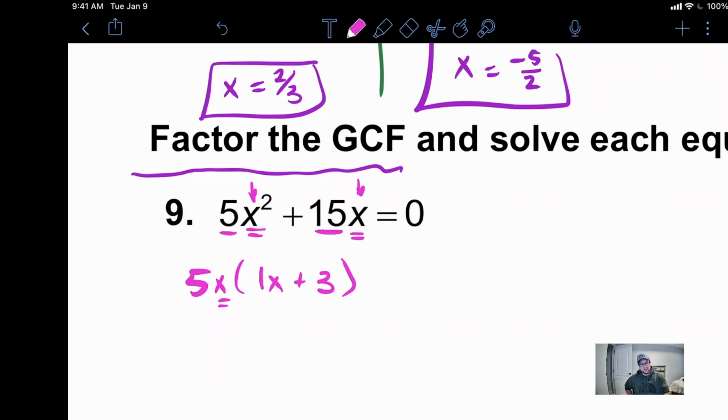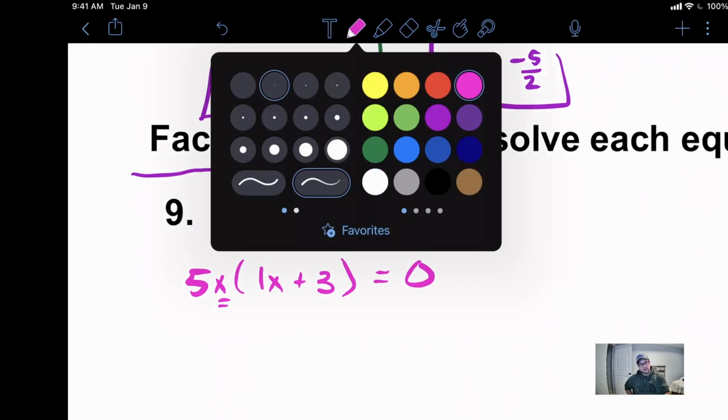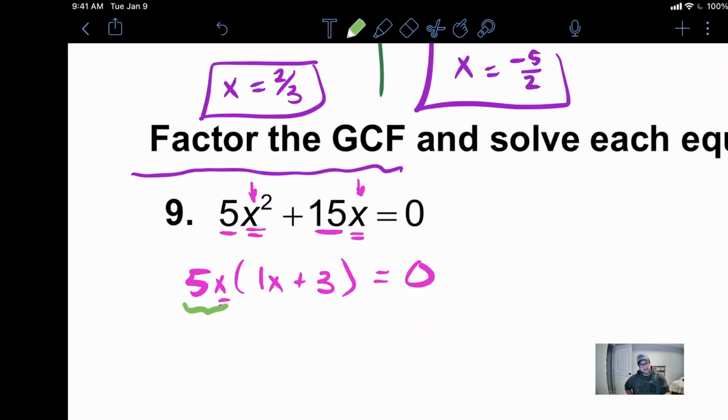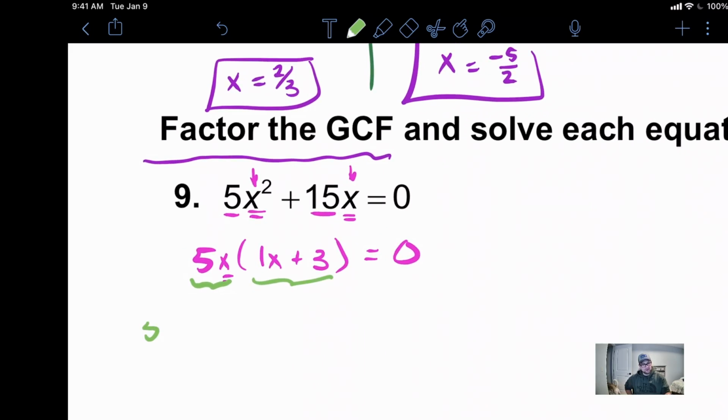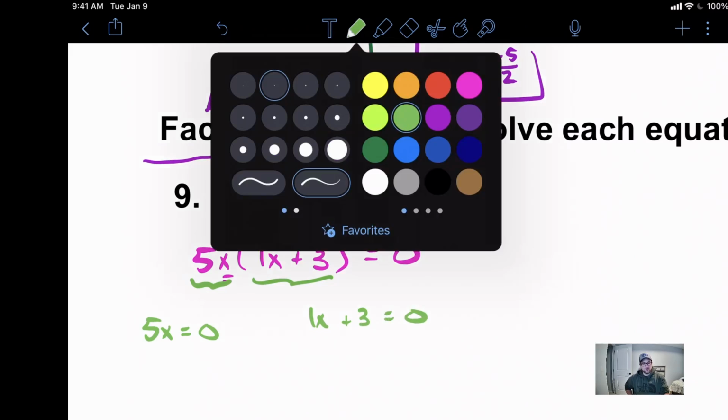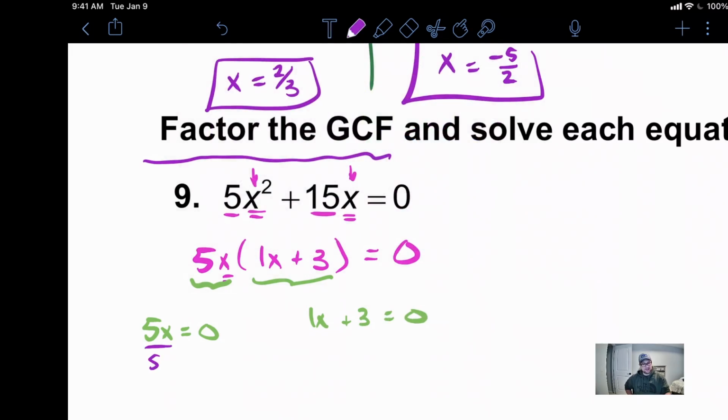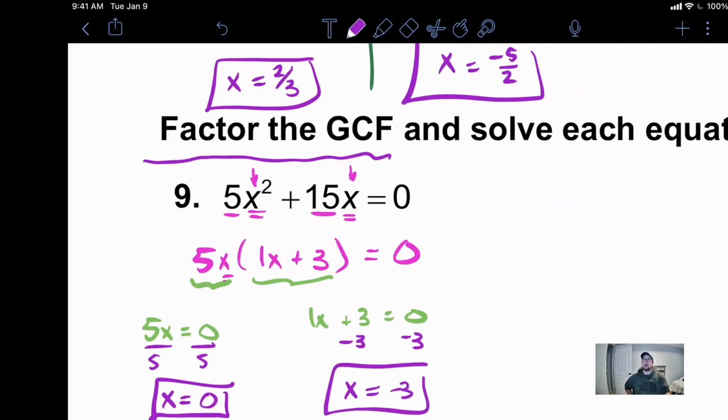Now, the reason we do that is because once we do, that turns this into a multiplication problem that equals 0. So we can solve this by setting up two separate equations. So 5x equals 0 and 1x plus 3 equals 0. To solve the first one, we're just going to start by divide by 5 and divide by 5. 0 divided by 5 is 0. On the other equation, we're going to subtract 3 and subtract 3, and we'll find out that 1x is equal to negative 3, which are our two answers.